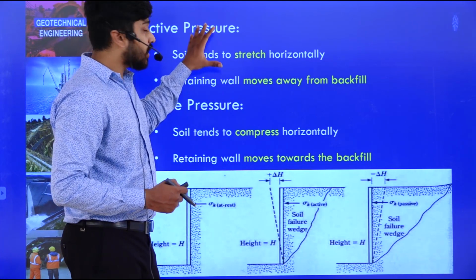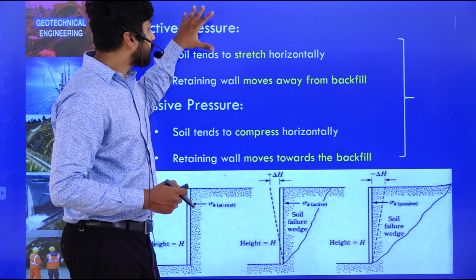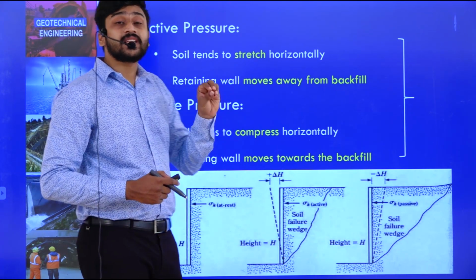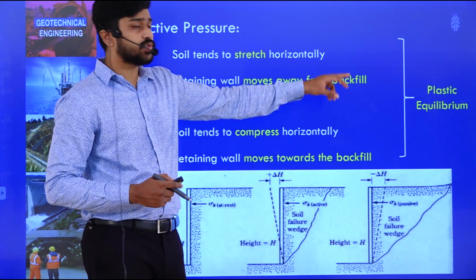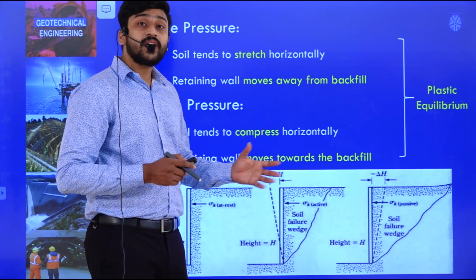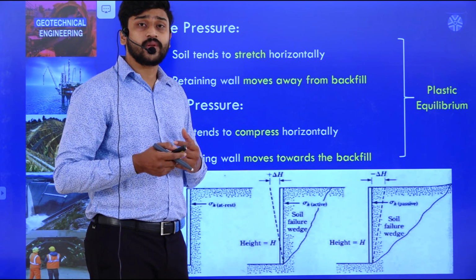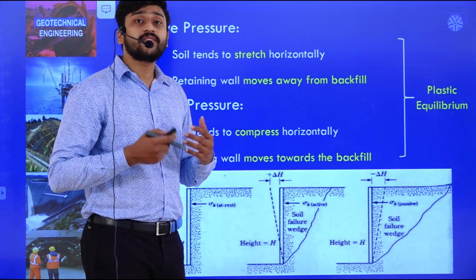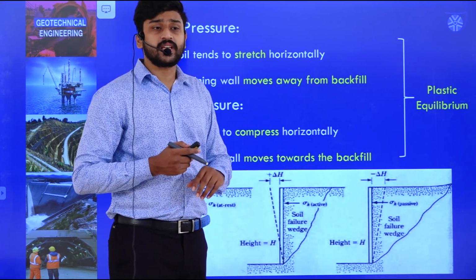These two aspects, active pressure as well as passive pressure, are in the state of plastic equilibrium. That means the soil is changing its state from elastic equilibrium to plastic equilibrium, or the soil is failing. So these are the states of plastic equilibrium.